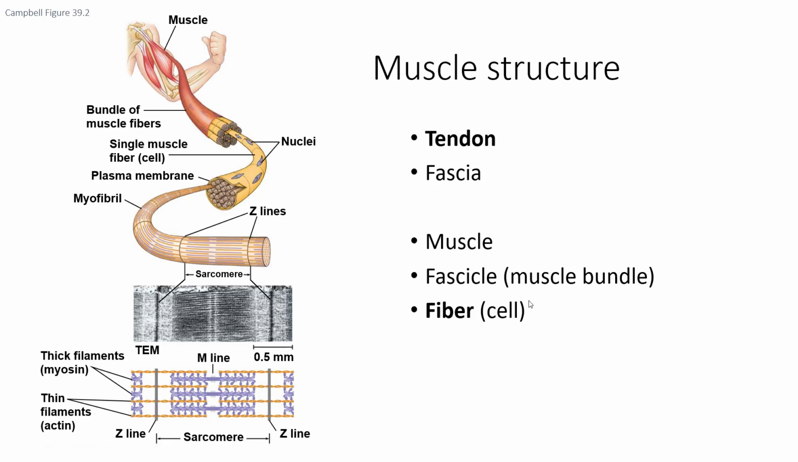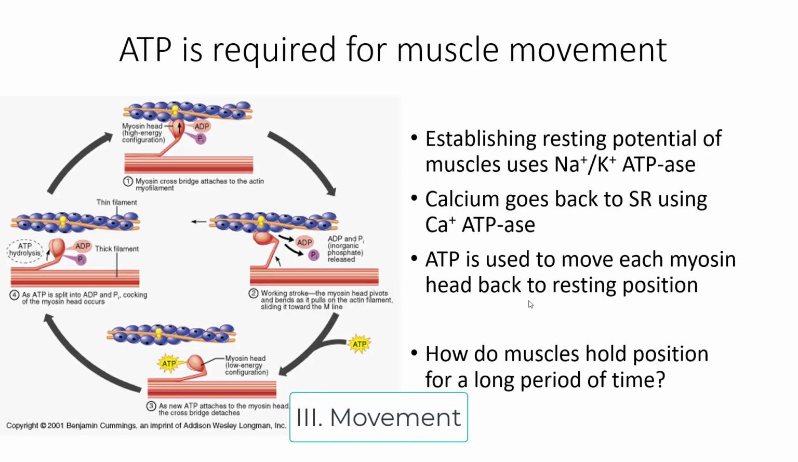As the fascicles contract, the muscle contracts. Now, as far as the movement of this goes, we're going to look very broadly at the movement, specifically how ATP is required and how the contractions are organized. ATP is required in several different places.